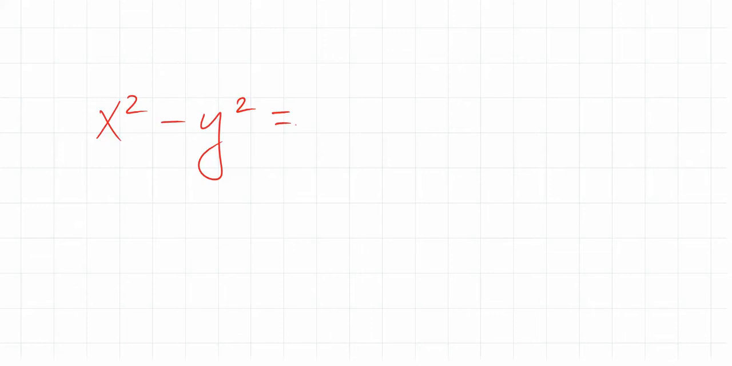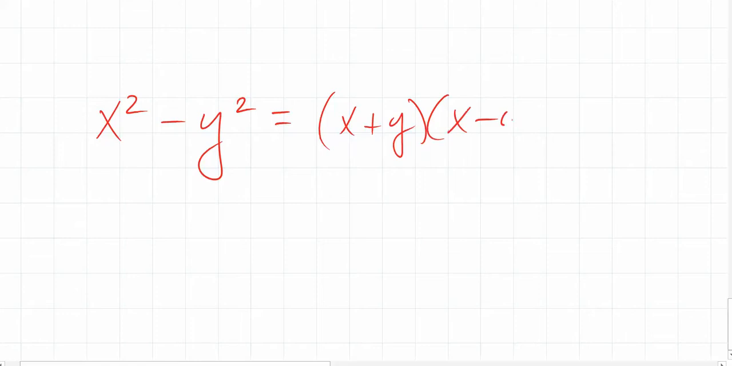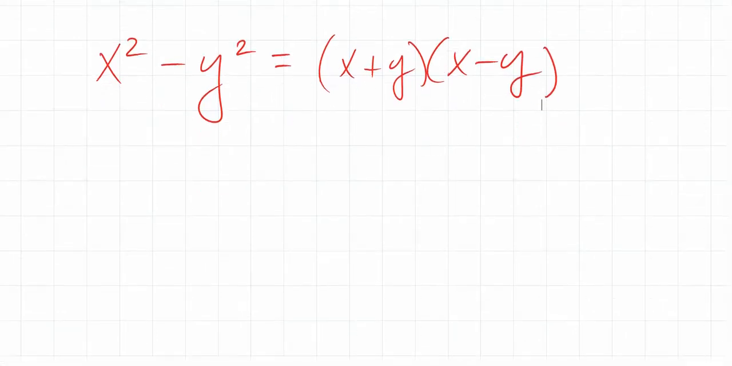Special patterns. So the first one was x squared minus y squared. Can someone tell me what that factored into? Someone who hasn't spoken today. Milo, what does that factor into? Harry? x plus y times x minus y. Correct. There you go. And then there were a couple others that you really need to remember as well.